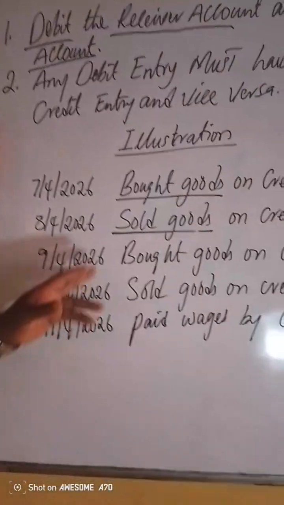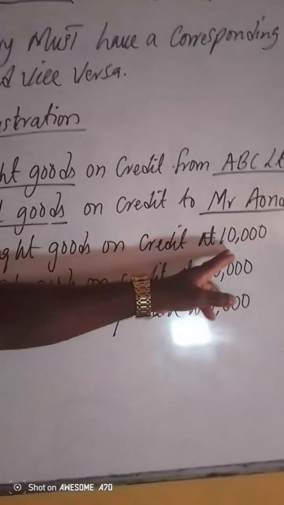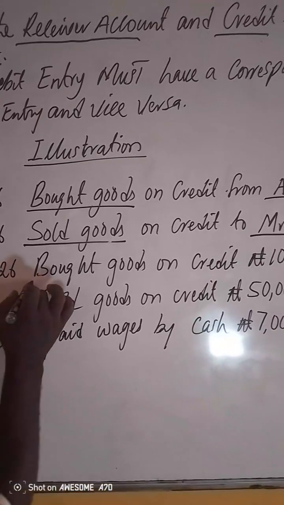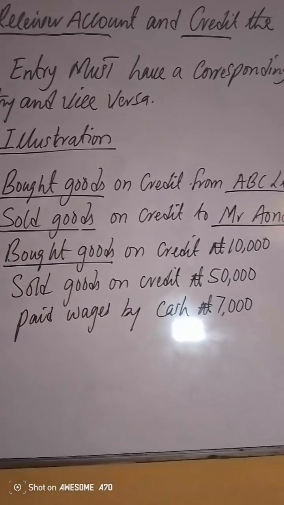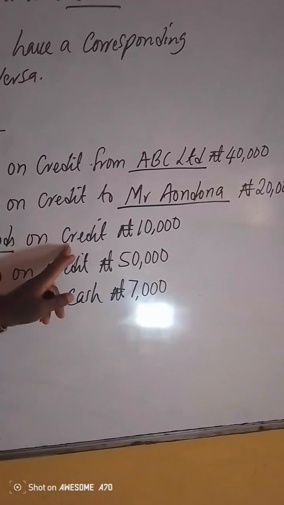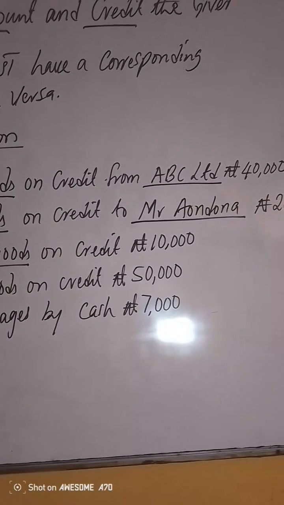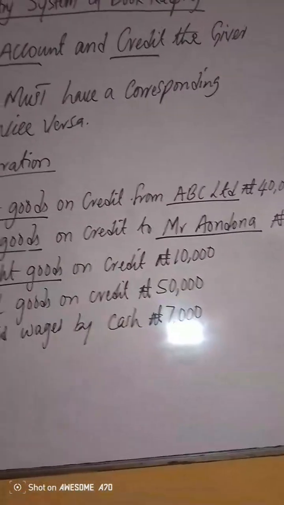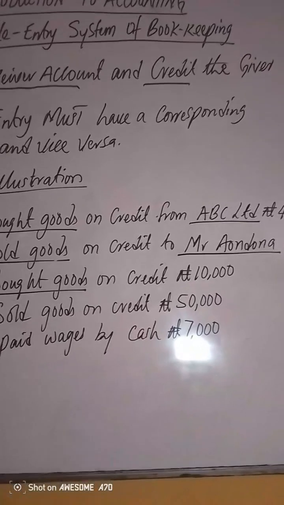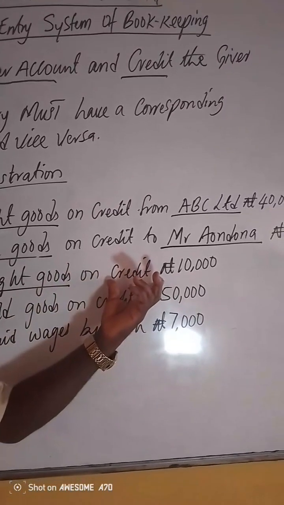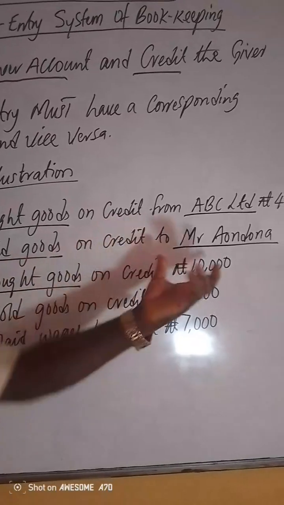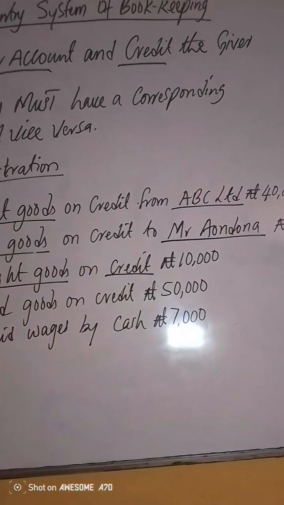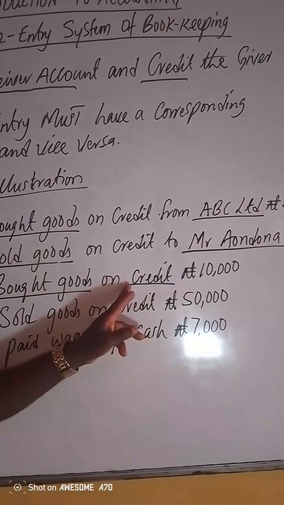We now say bought goods on credit, 10,000. Here, bought goods means purchases, while the name of the person giving the goods is being withheld. The business is buying goods on credit, and the name of the person the goods are purchased from is not mentioned. Here, don't open a credit account. What you need to open here is trade payable.